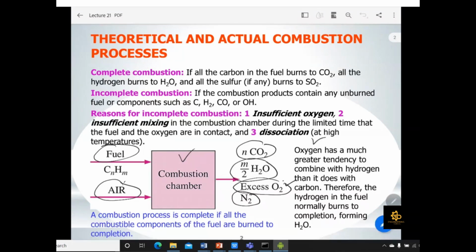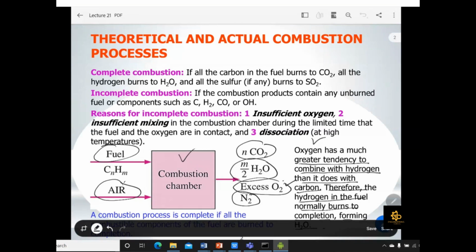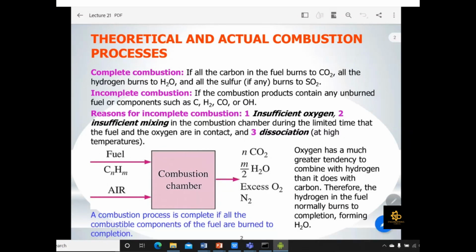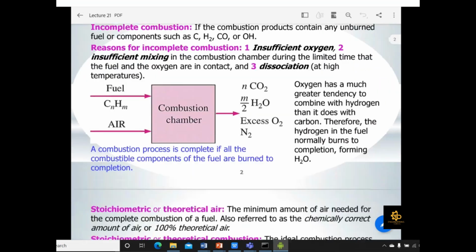Oxygen has a much greater tendency to combine with hydrogen than it does with carbon. Therefore, the hydrogen in the fuel normally burns to completion, forming H2O. This is how we deal with complete combustion. We will try to solve problems related to both complete and incomplete combustion, and then you will get a better understanding of how to deal with this.